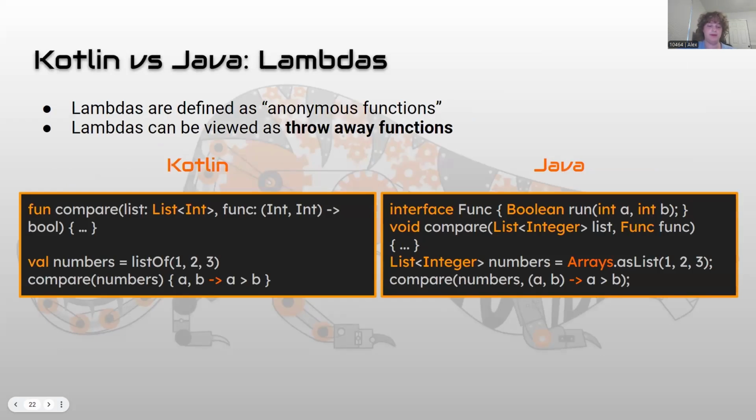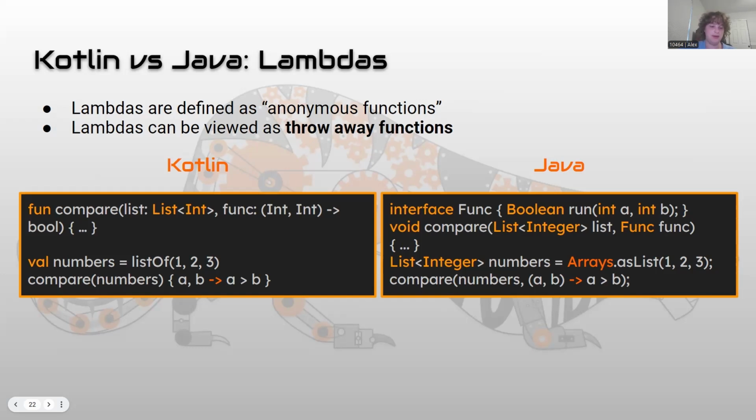So lambdas are in both Kotlin and Java. In Kotlin, they're a lot easier to do and a big part of the language. Lambdas are essentially throwaway functions, which means that you can use them without having to declare them. If you look at the code examples in Java, you have to first make an interface and then put that into a function. In Kotlin, you can just do it directly in the function.